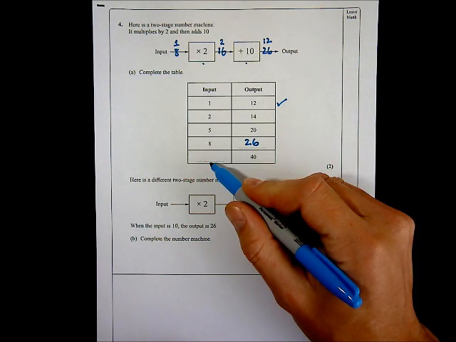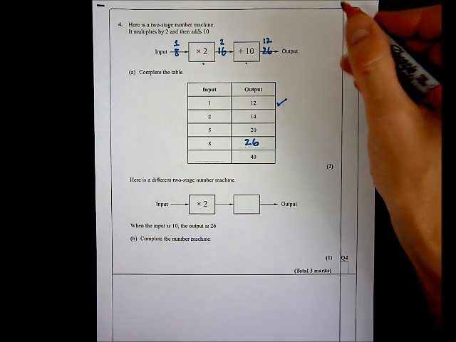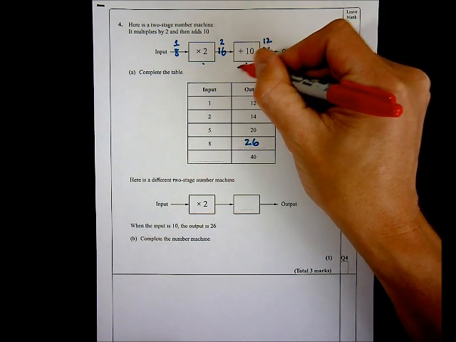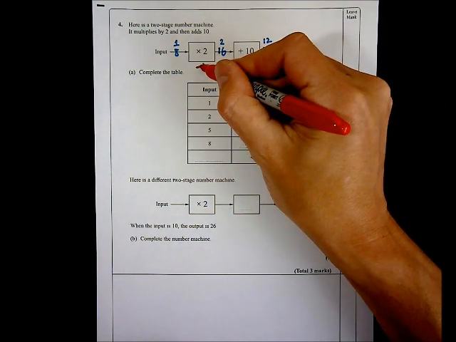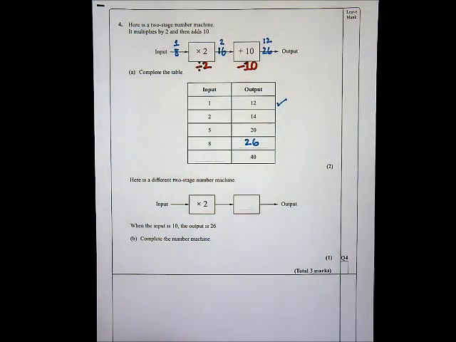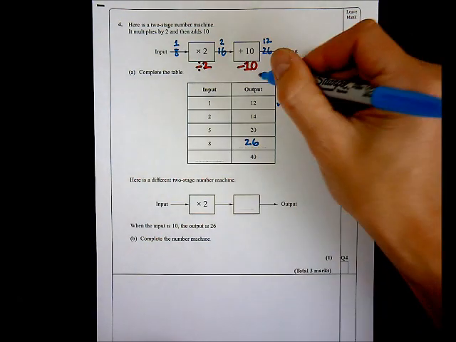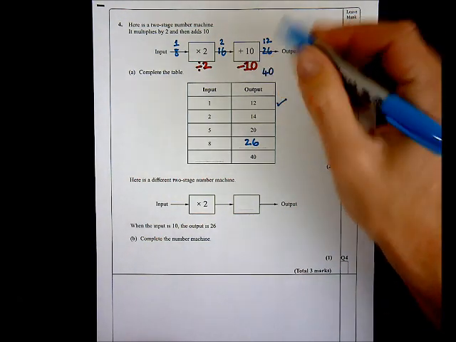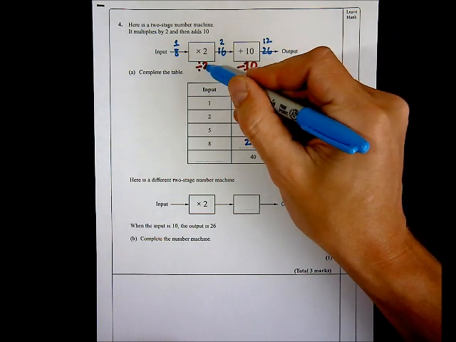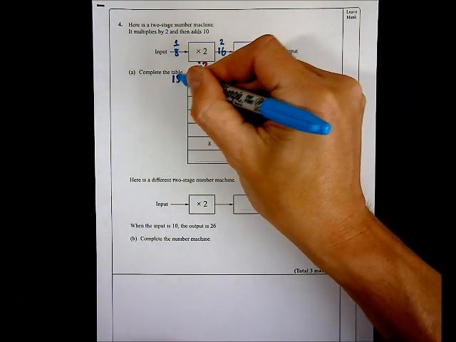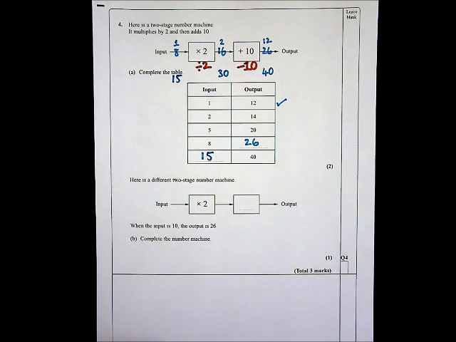Now in the second part of this table, I'm given the output of 40, and I'm asked to work my way backwards to the input. So what I'm going to do to start with is draw this number machine in reverse. So rather than adding 10, I'm going to take away 10, and rather than timesing by 2, I'm going to divide by 2. So I'm going to start with my output of 40. I'm going to take away 10 to give me 30. And then I'm going to divide by 2 to give me 15. So my answer here would be 15.